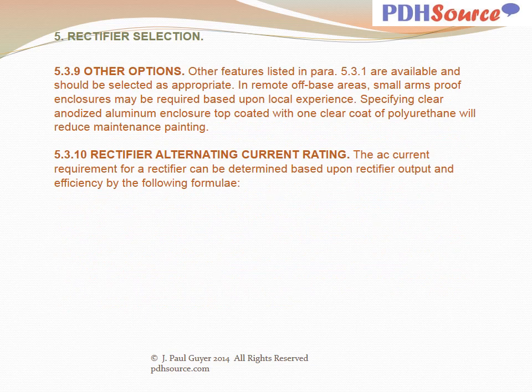Other features are available and should be selected as appropriate. In remote off-base areas, small arms proof enclosures may be required based upon local experience. Specifying clear anodized aluminum enclosure top coated with one clear coat of polyurethane will reduce maintenance painting. The AC current requirement for a rectifier can be determined based upon rectifier output and efficiency by the following formula.